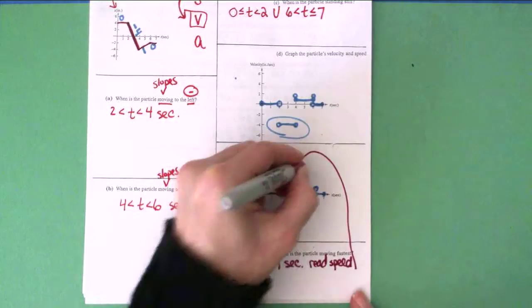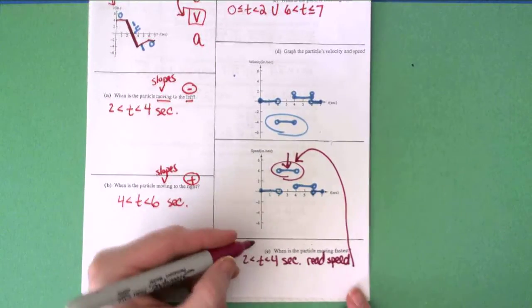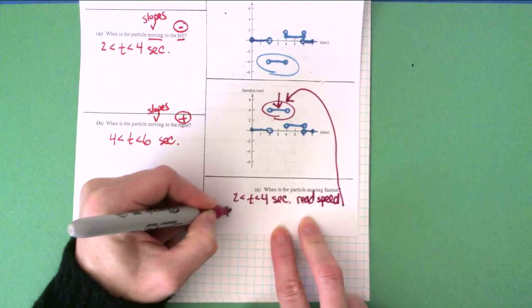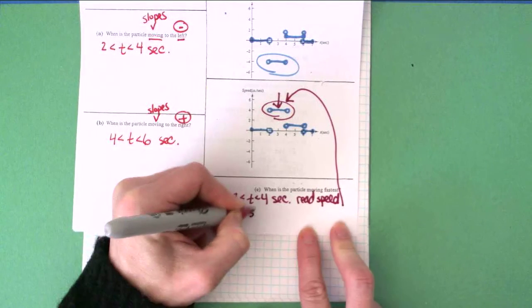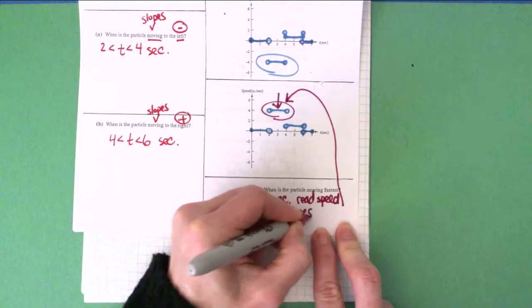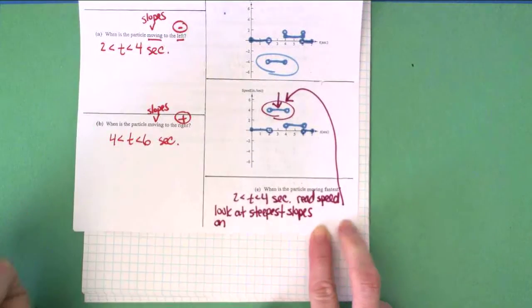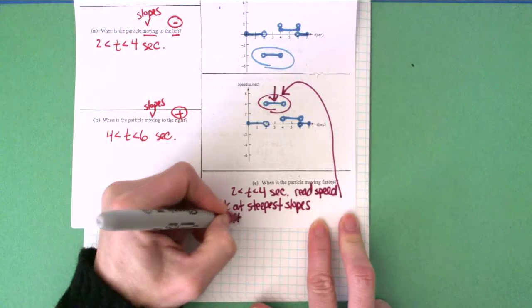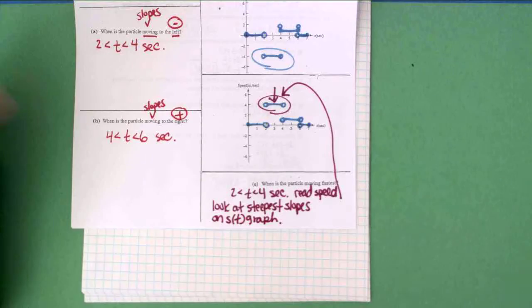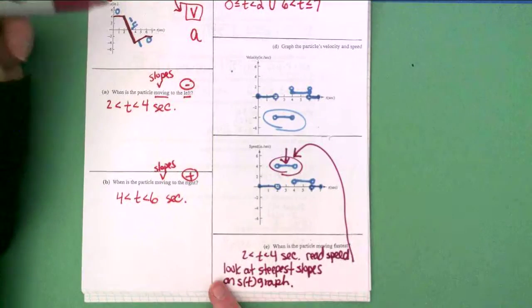So I could either just read speed right here, or I can look at steepest slopes on my S of t graph. So that's sort of how you do things when you're looking at a position graph.